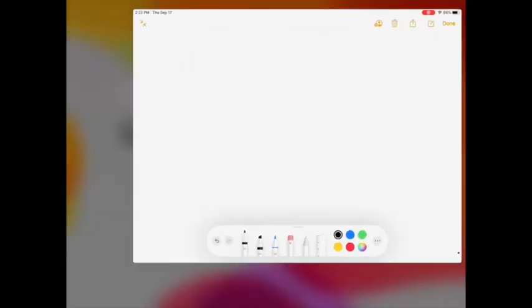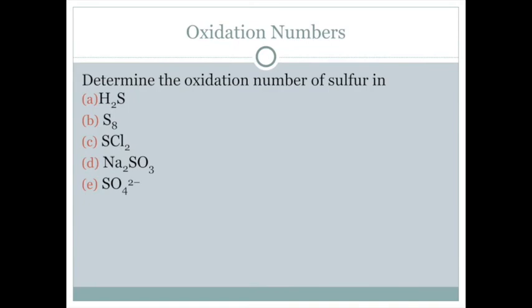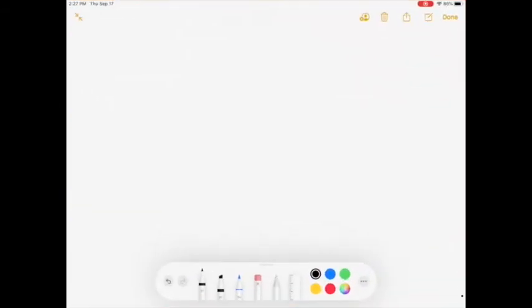Okay, one more. This one is sulfate, so it's an ion. We have a charge, so we know it's an ion. So SO4, negative 2. And again, we're still solving for sulfur.